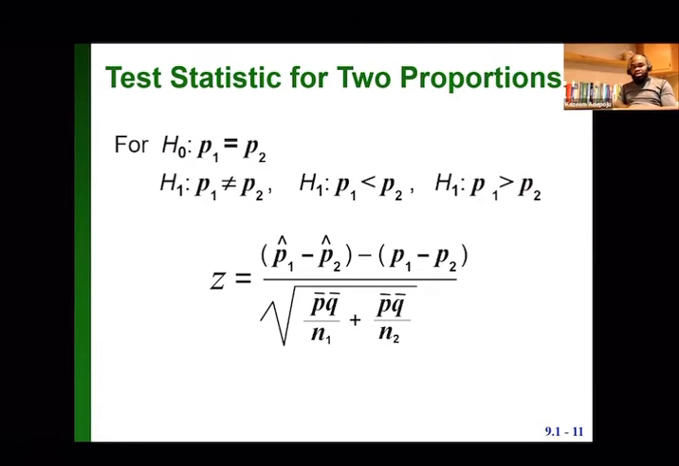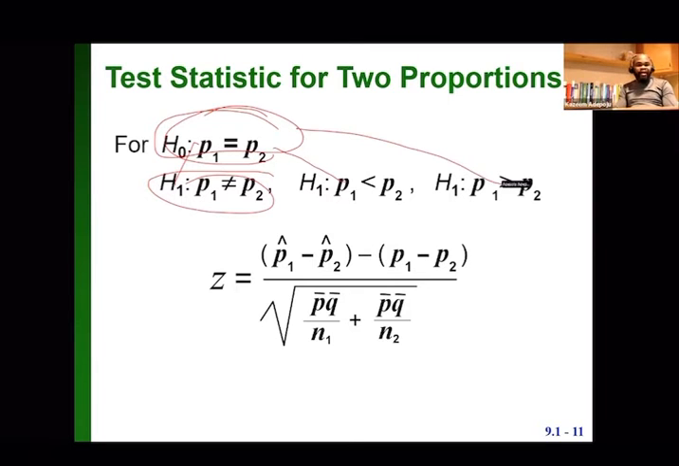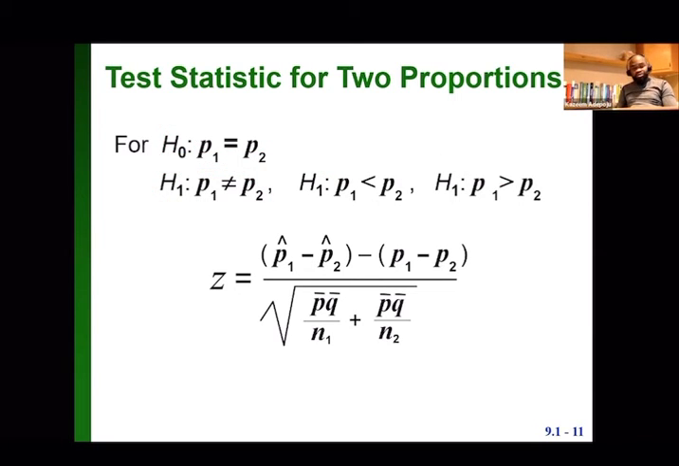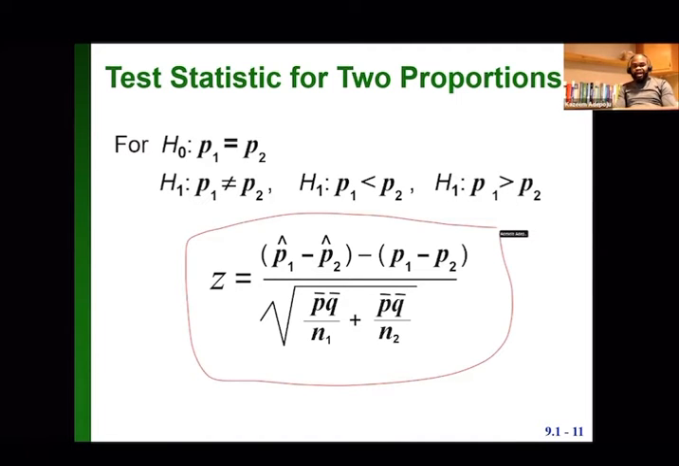So if I'm testing a hypothesis, I want to test this hypothesis against this one here, or this one against that one, or that one against that other one. Take a look at that. The alternative hypothesis can actually take three of those forms. And if I want to do that, I need a test statistic. So what is the test statistic to do that? The test statistic is this one here. Take a look at that.